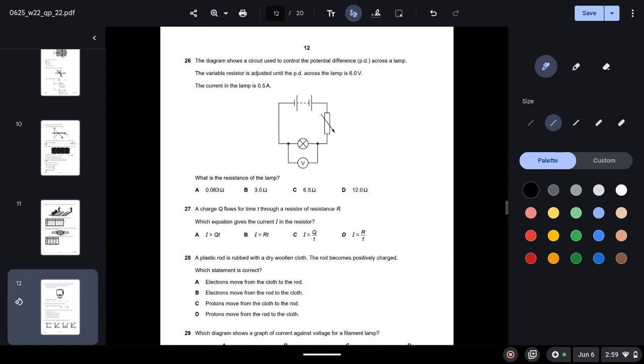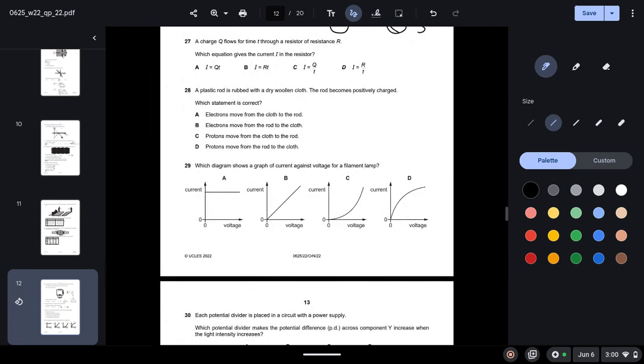The diagram shows a circuit used to control the potential difference across a lamp. The variable resistor is adjusted until the PD across the lamp is 6 volts. The current in the lamp is 0.5 amperes. What is the resistance of the lamp? So we know the resistance formula is V over I. Volts we know is 6. Current is 0.5. So this gives us 12 ohms.